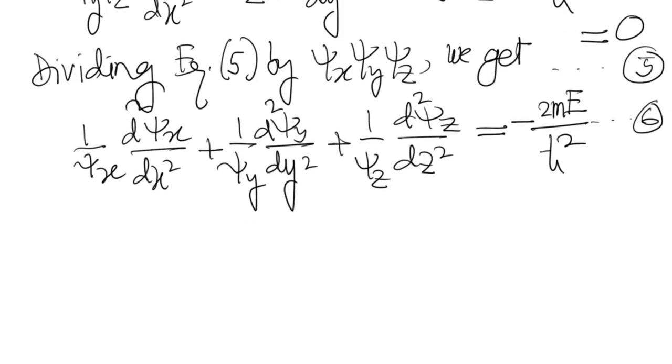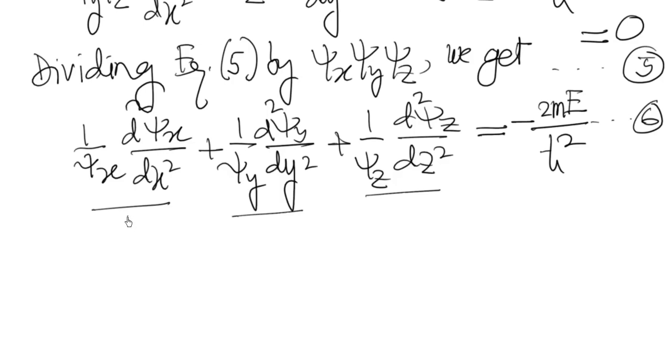Now one interesting thing we observe from equation 6: each term on the left hand side, if we carefully examine, is a function of only one variable, and the sum of these three terms is equal to a constant on the right hand side. For example, if x is varied and y and z are held constant, then the second and third terms will not change. Since the sum of these terms is a constant quantity, such a situation can exist only if the first term is independent of x. Similarly, the second term is independent of y, and the third term is independent of z.